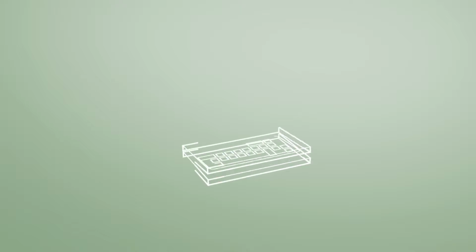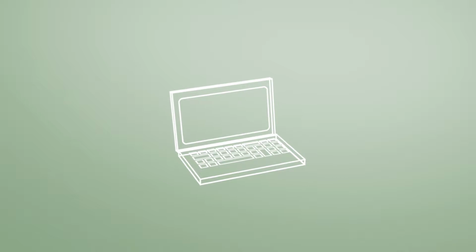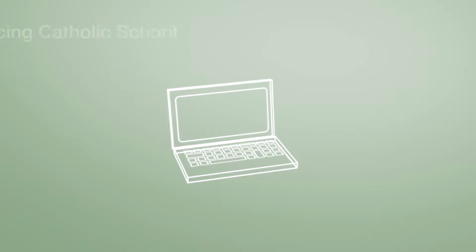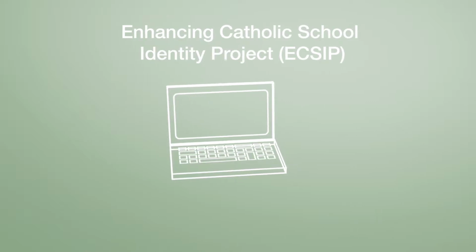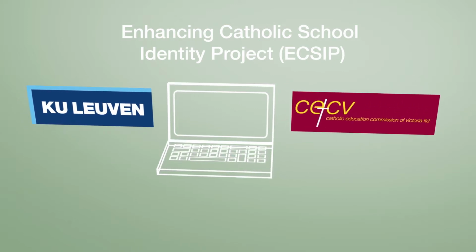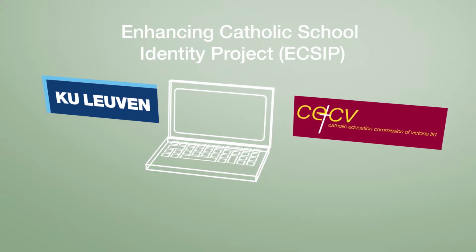Welcome. This is a tutorial video to assess and enhance the Catholic identity of your school or organization. The Enhancing Catholic School Identity Project, or ECSIP, is carried out by a cooperation between the Catholic University of Leuven and the Catholic Education Commission of Victoria in Australia, along with other Belgian, Australian and international partners.